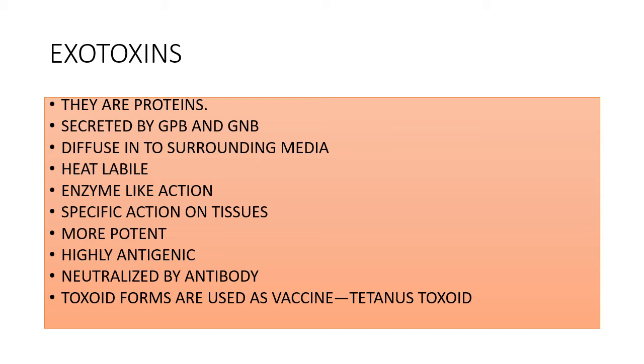Again, this is neutralized by antibody, and this is the basis for treatment of many of the bacterial diseases which produce exotoxins. Again, remember, this can be used as a vaccine also, because certain exotoxins have been inactivated to produce toxoids, which can be used for vaccine production. The classical example is the tetanus toxoid.